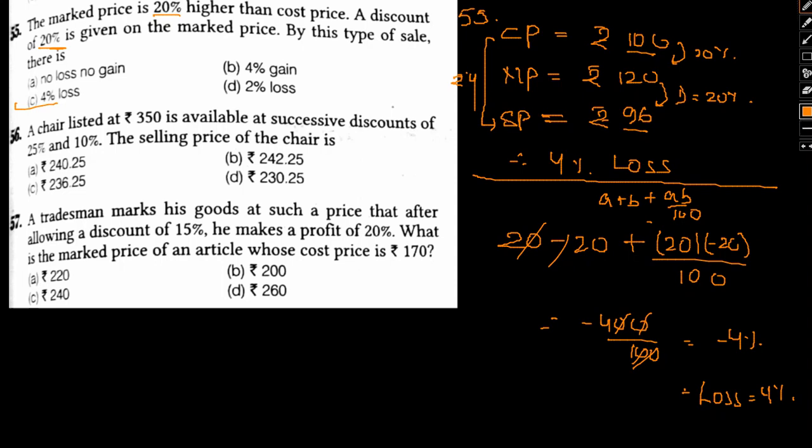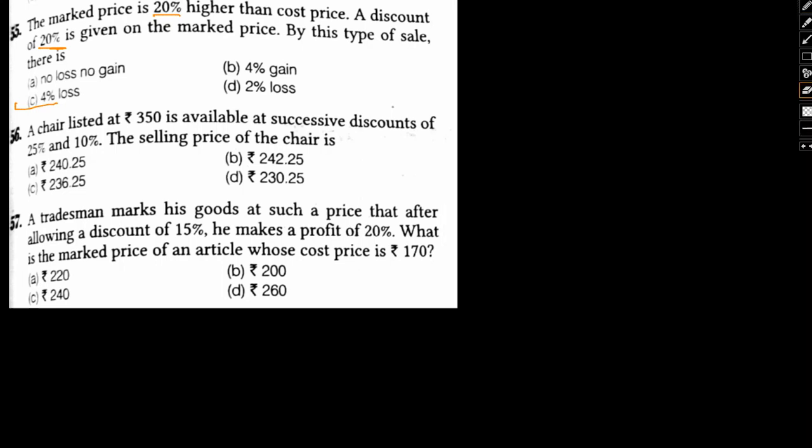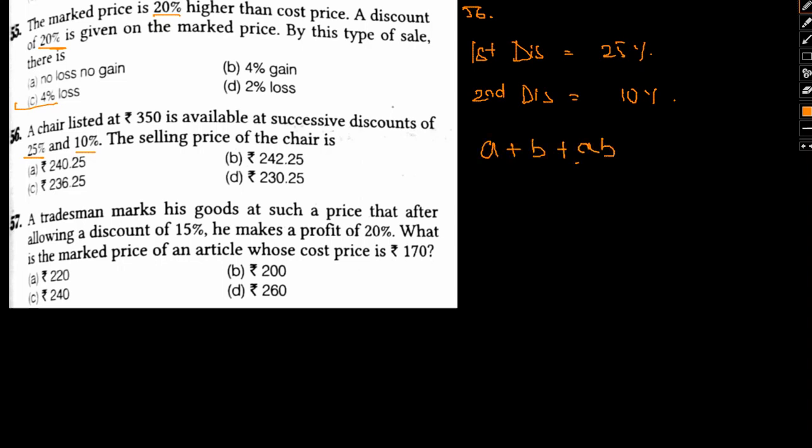Let's now move on to number 56. A chair is listed at 350, and is available at successive discounts of 25% and 10%. Then the selling price of the chair is... Okay, so we'll use successive in this case, otherwise it will be simply quite cumbersome. 25 and 10, so those are discounts. First discount is 25% and second discount is 10%.